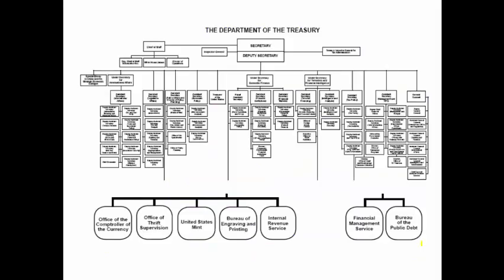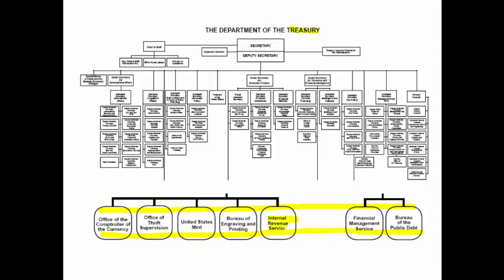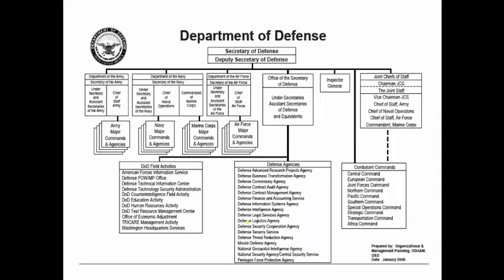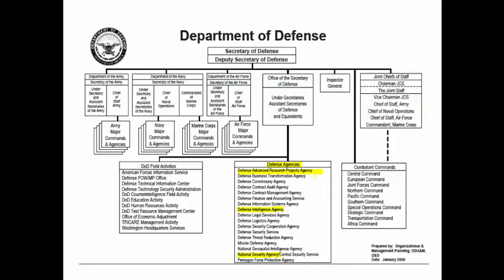So let's give you a couple of examples. Here's the Department of Treasury, and I blew up the third tier bureau levels right here. So some of these you're probably familiar with. As far as the third tier bureau, there's the IRS, a third tier bureau in the Department of Treasury. Department of Defense. Here's all your third tier agencies right here. DARPA and DIA, you've probably heard of them. And there is the NSA right there. Some very well-known agencies having to do with our surveillance. And DARPA, an agency that is looking at research projects.